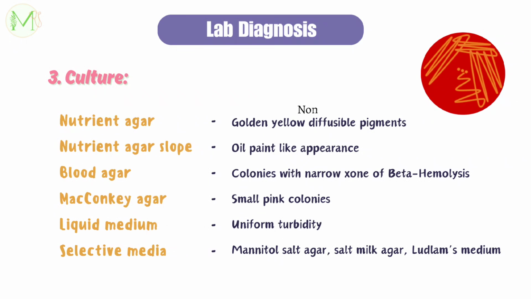In MacConkey agar, it produces small pink colonies due to lactose fermentation. And in liquid medium like peptone water, it produces uniform turbidity. And in selective media like mannitol salt agar, it produces yellow colored colonies due to mannitol fermentation.